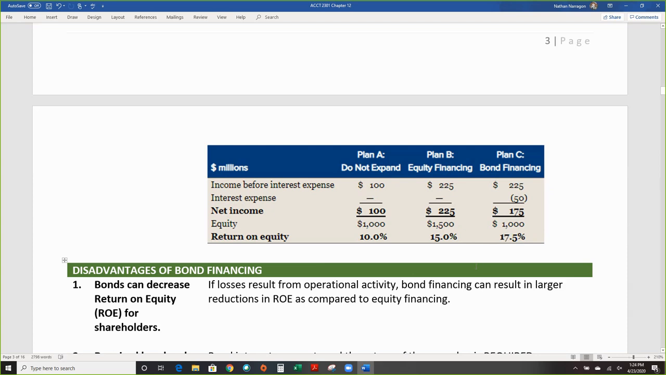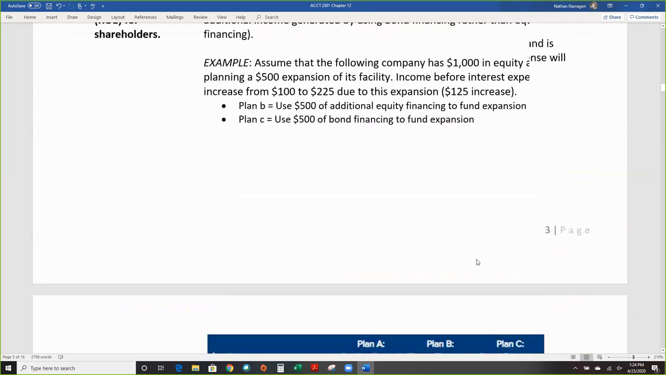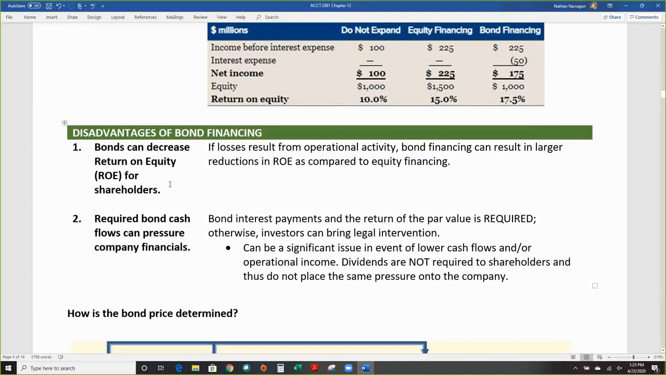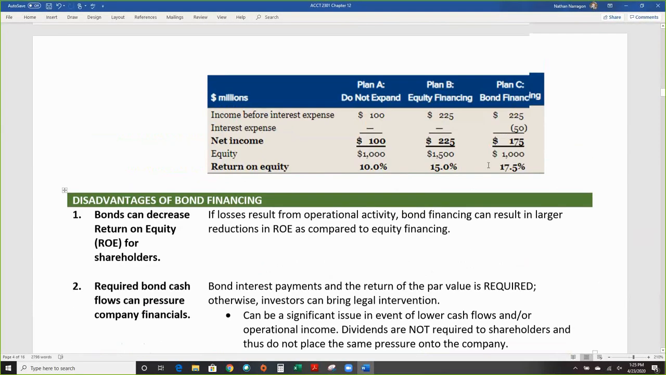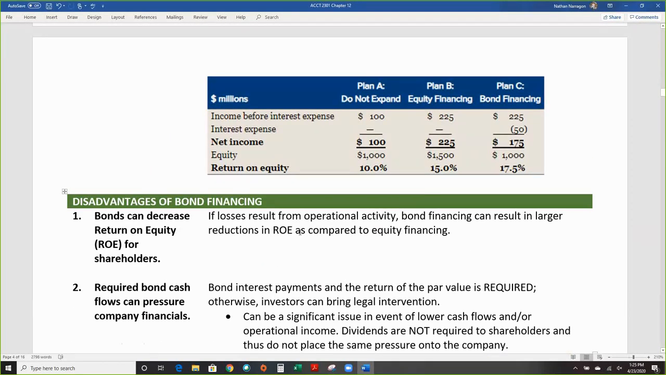But also bonds can have some disadvantages, and disadvantages can attack the same thing. So this is mostly if somehow losses do happen. So if the interest was more and it caused a loss, anything like that, you can reduce ROE and turn this negative if need be. So we do have to watch out. Again, this is where financial planners come in handy. Us as accountants who have financial background, and they make quite a bit of money.